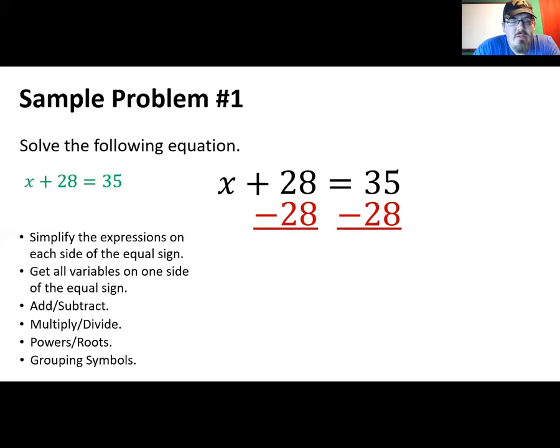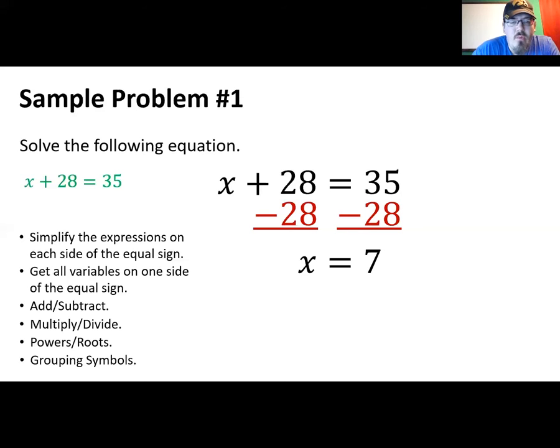On the left, when you take 28 minus 28, you end up with 0, and x plus 0 is just x. On the right, you end up with 35 minus 28, which is 7. Now, this is just a one-step equation, so we've just done the one step. That's really all there is to it.